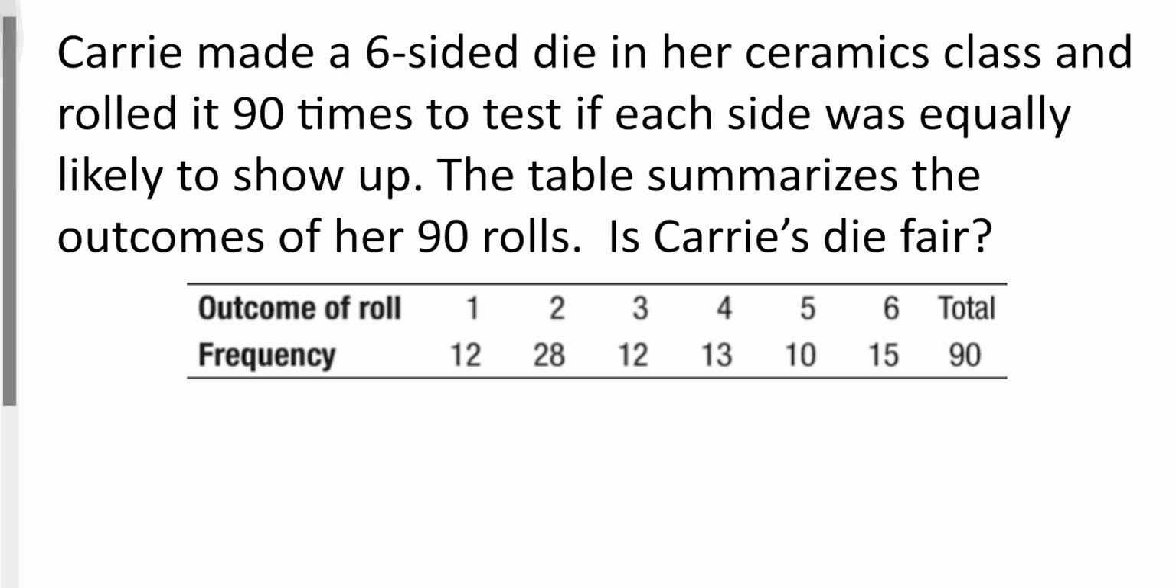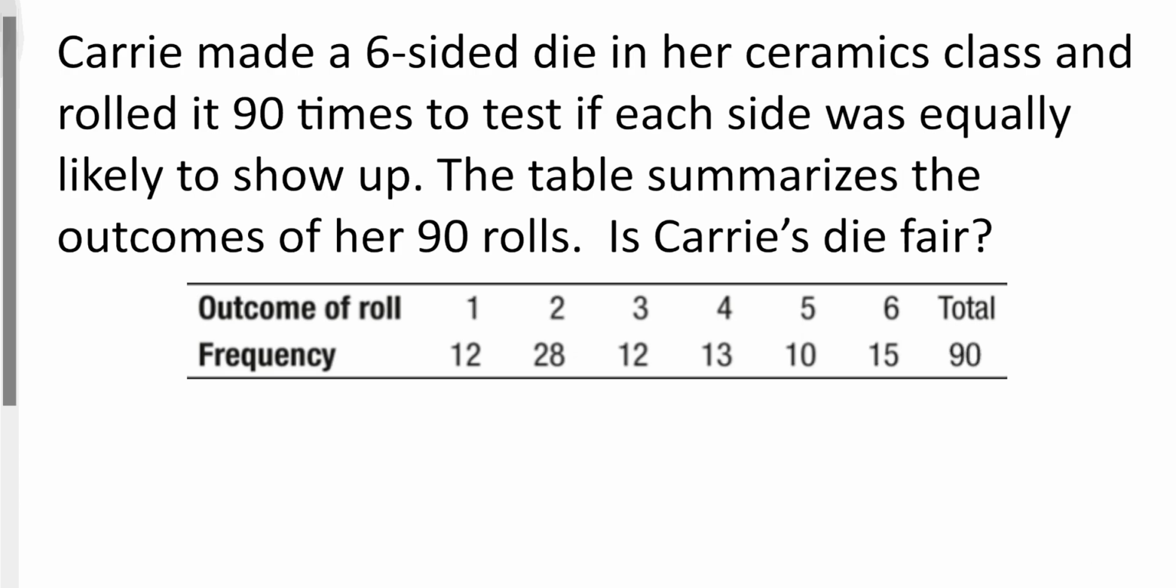So here's my example. It says Carrie made a 6-sided die in her ceramics class and rolled it 90 times to test if each side was actually equally likely to show up. Because you want it to be equally likely, otherwise it's a weighted die. The table summarizes the outcomes of her 90 rolls. Is Carrie's die fair? Well, we're going to end up using this chi-square goodness of fit test to test it out.